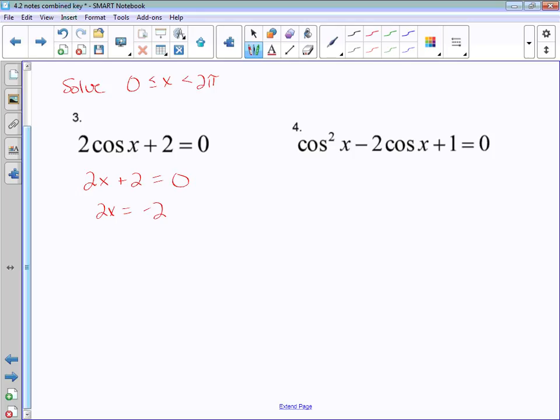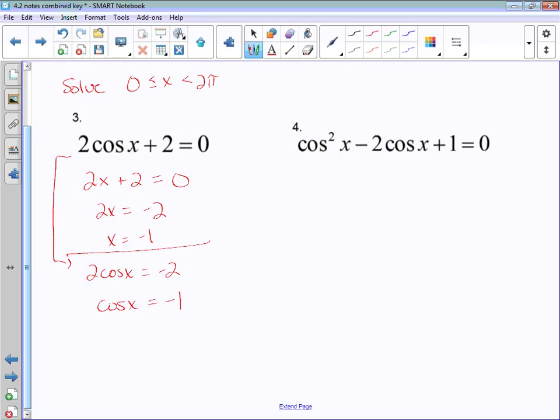Hold on. How would I solve this for x? So x equals -1? Yeah. So now do the same thing, but with that. So subtract your 2, divide by 2. And now it's like example 1 and 2, where I'm just saying, where on your circle does cosine equal -1? Pi, okay.